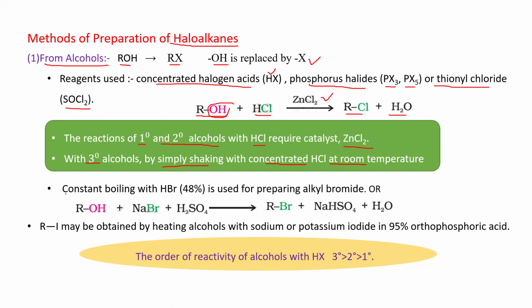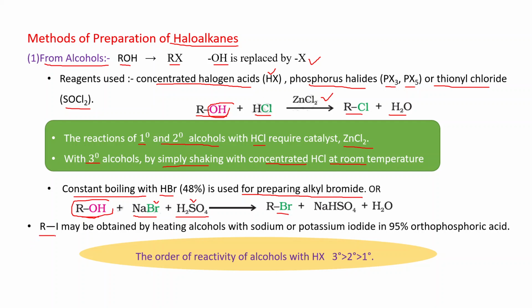Constant boiling 48% HBr is used for preparing alkyl bromide. There is another method to prepare alkyl bromide by using NaBr and H2SO4 with alcohol. Actually, in this reaction, first of all NaBr and H2SO4 react and produce HBr. That HBr reacts with ROH and the OH is replaced by Br.